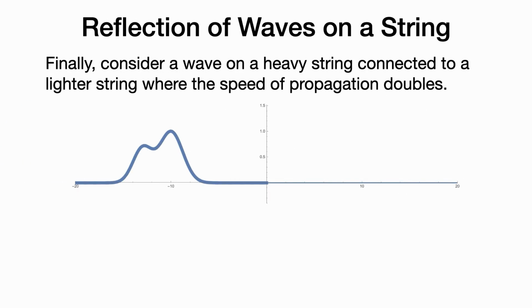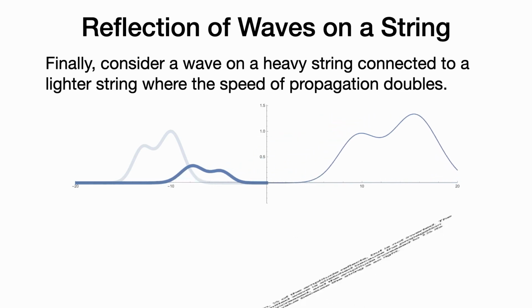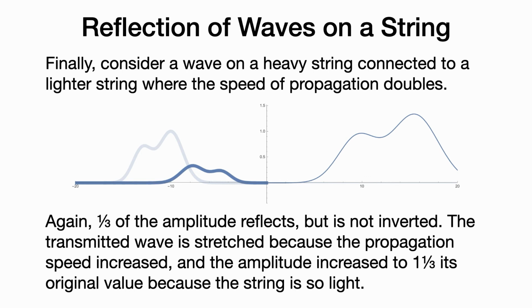Finally, consider a wave on a heavy string connected to a lighter string where the speed of propagation doubles. As the wave hits the boundary between the two strings, we see reflection occurring. In this case, the reflection is upright. Again, 1/3 of the amplitude reflects but is not inverted. The transmitted wave is stretched because the propagation speed increased, and the amplitude increased to 4/3 its original value because the string is so light.